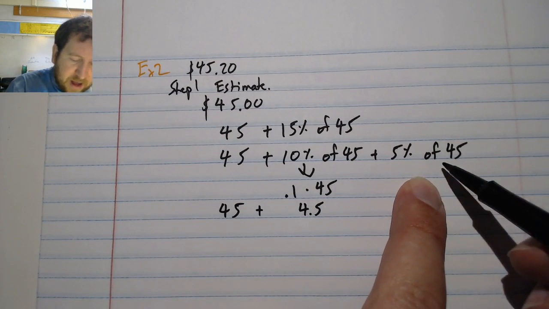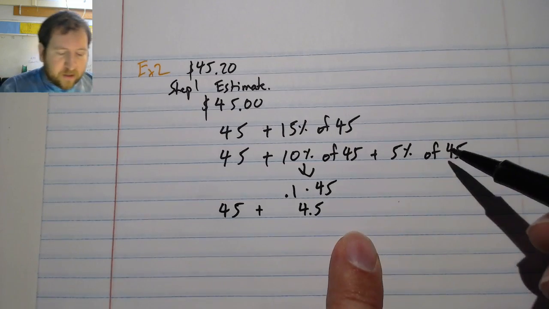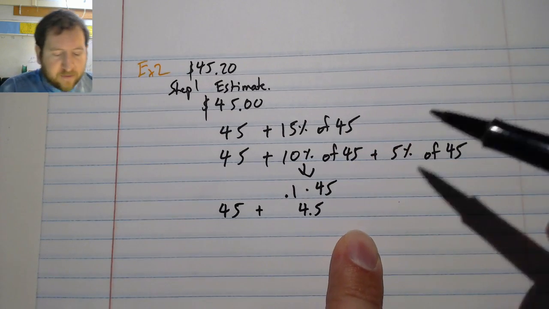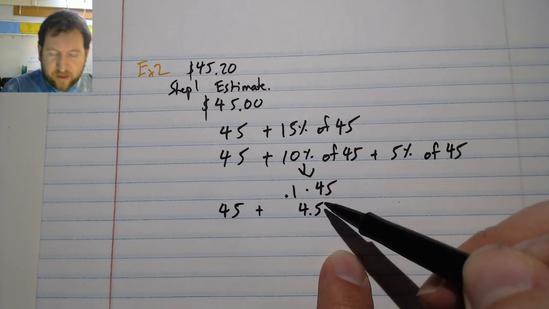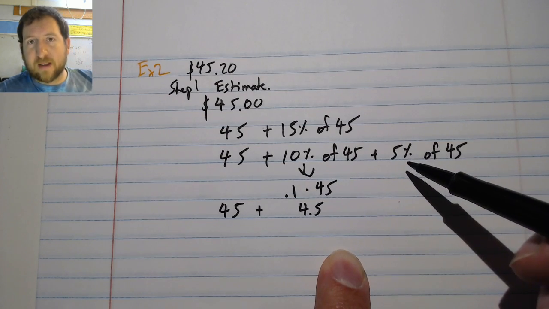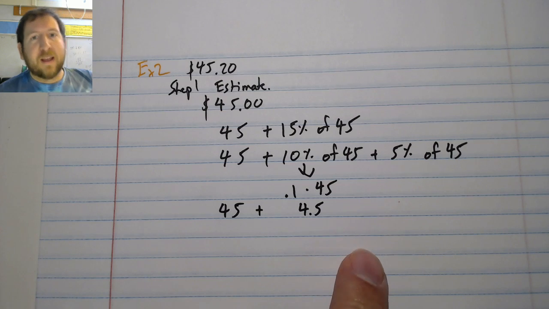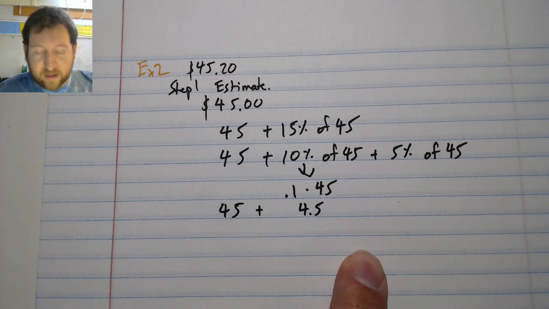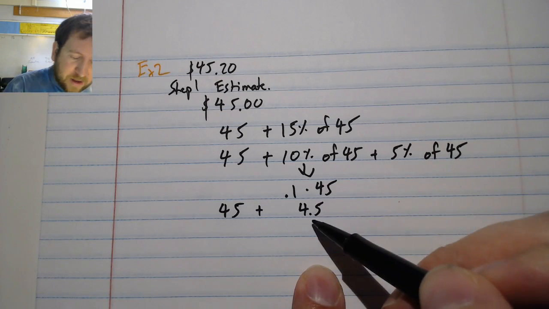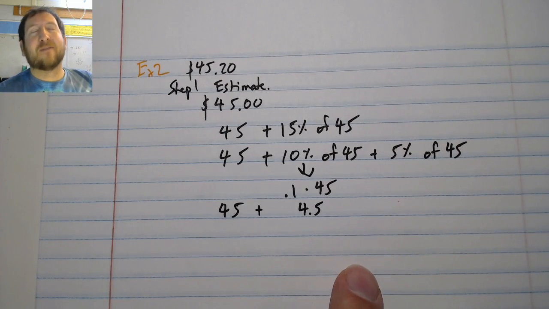And now I need 5% of 45. Well, there's no trick for me to do that with the 45, but there is a trick for me to do that with the 10%. Because 5% is half of 10%. 5% of something plus 5% of something is going to give us 10% of something, quite literally. So here, I'm going to just cut my 4.5 in half.